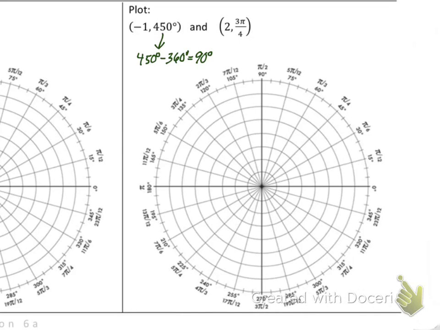Once again, we're going -1, so I'm just going to count out -1 distance. And I got my point there. If you can see, it's way down there. Maybe I'll make it a little bigger. It's right there. We're going to go around 90 degrees. So that's going to go in that direction. And my point is going to be right here. That is going to be the point -1, 450 degrees. So something weird about that is also the point -1, 90 degrees.